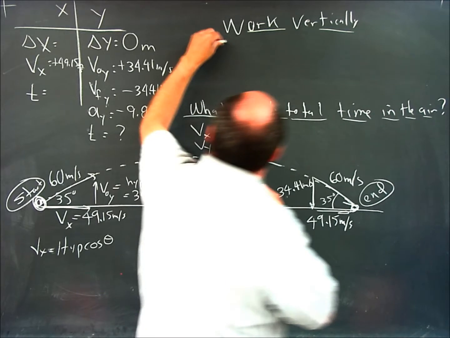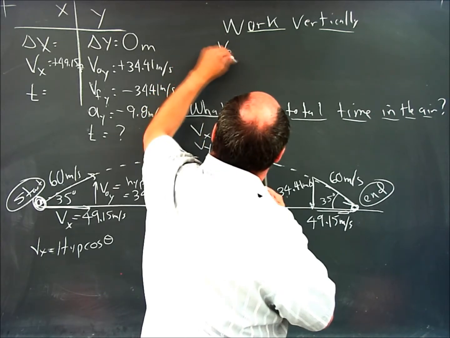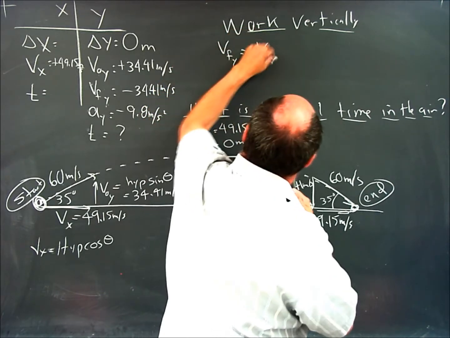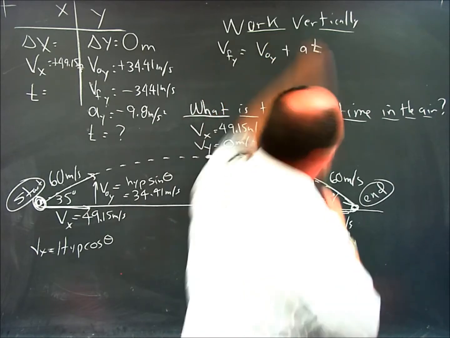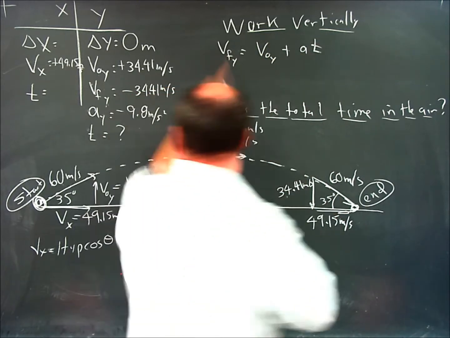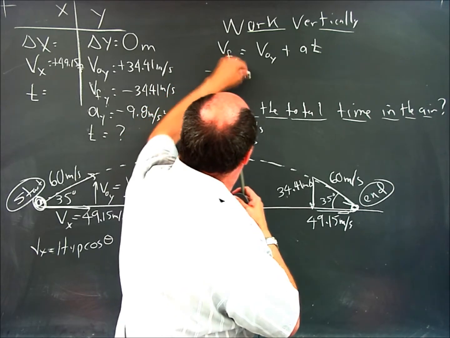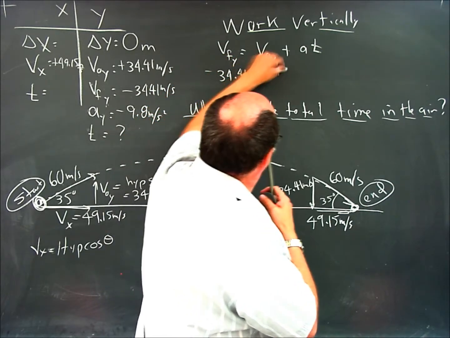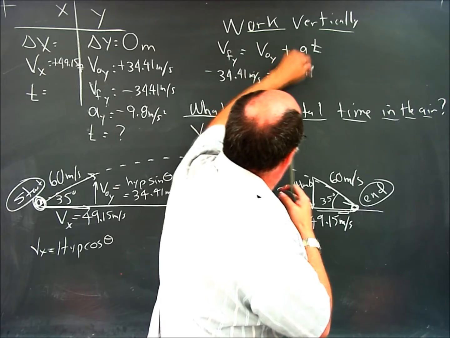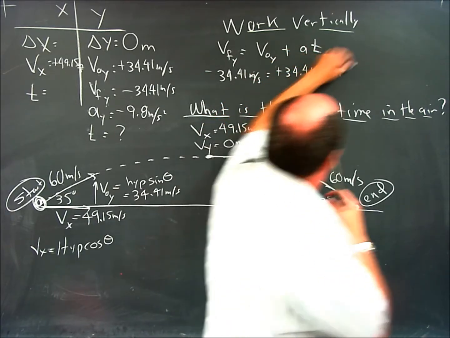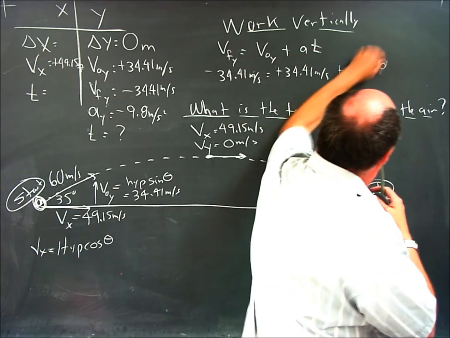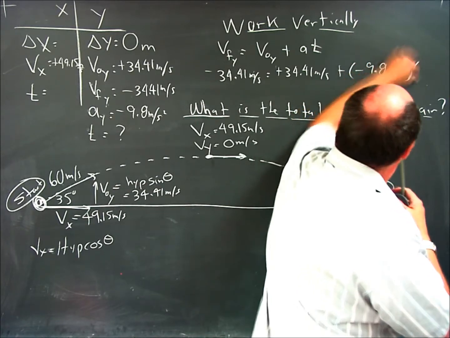And I'm going to say V final in the y direction equals V initial in the y direction plus a times t. And V final in the y direction is negative 34.41 equals positive 34.41 plus a negative 9.8, and the t is unknown.